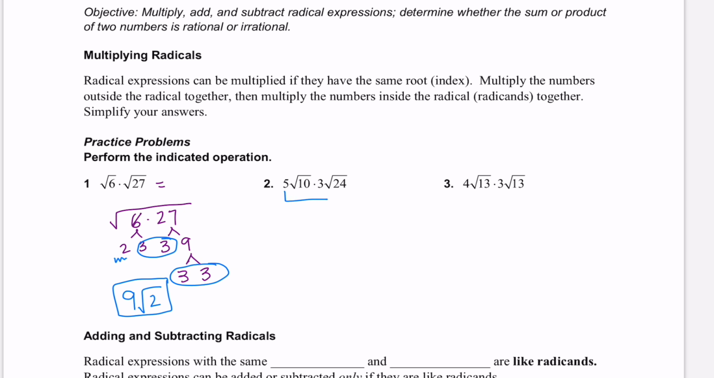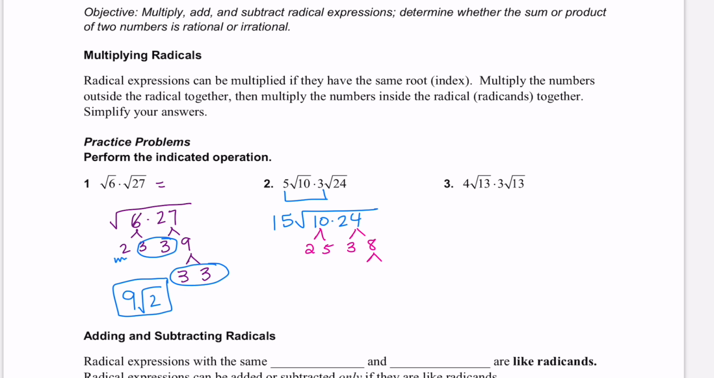Number 2, 5 times 3 is 15. And then underneath the square root, we have 10 times 24. Now I could times those together to give 240, but I'm just going to break it down again. We want to get these numbers as small as possible. So 10 breaks down to 2 and 5. 24, we could do 6 and 4, 2 and 12, 8 and 3. Let's do 8 and 3.